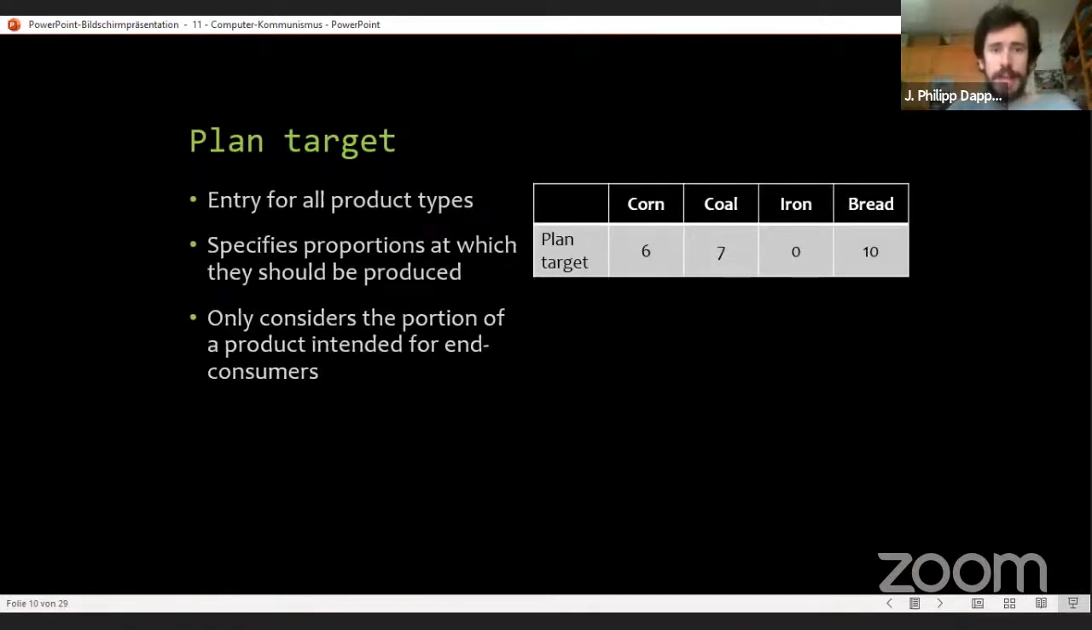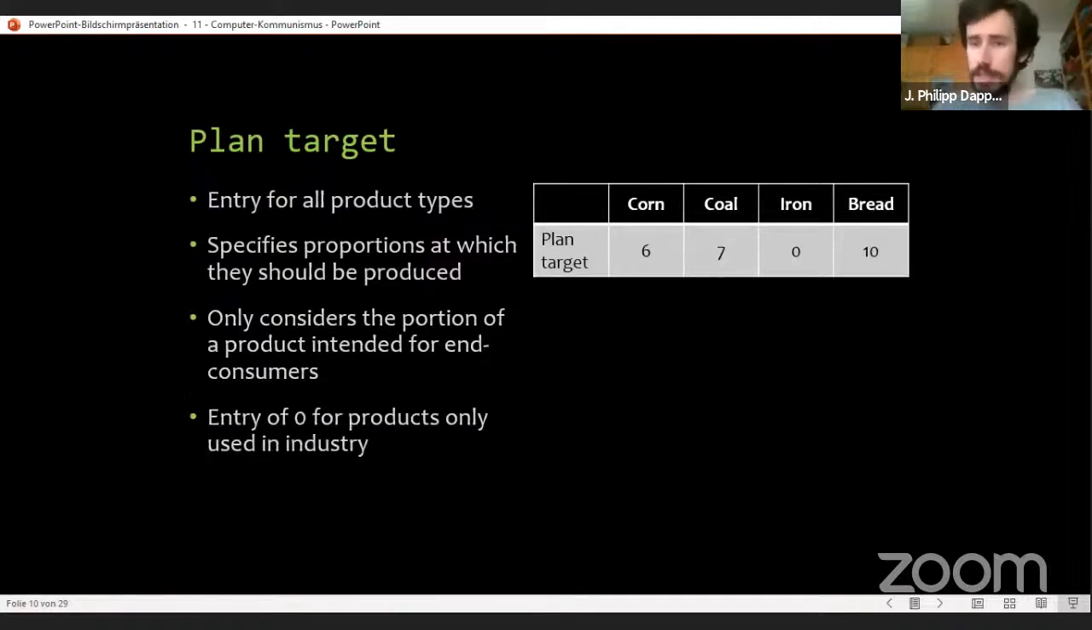Okay. And this then also means that there's an entry of 0 for products which are not used by end consumers, which are only used in industry. Okay. It doesn't mean there won't be any iron in this case that will be produced. It just means that iron is not used by end consumers. It's only used in industry to make other things, okay?